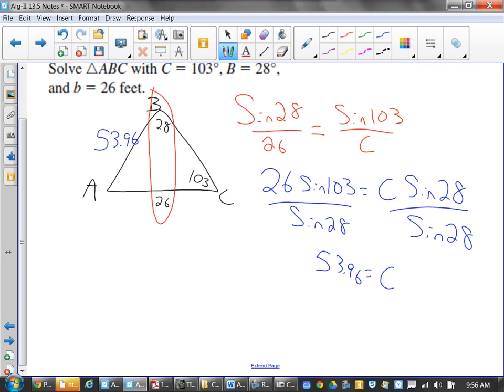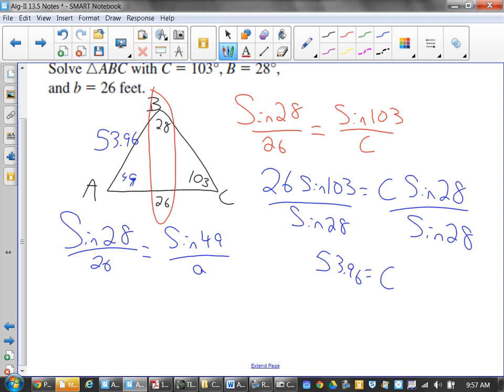What are you going to find first, angle A or side A? Angle A. You can just subtract those numbers. So what do you get for angle A? 49. So now reuse that original sine of 28 and that side length, because that's what you were given. Because even if you screwed up this, if you reuse this, is this ever going to be right? No. Go back and reuse your givens. Every time you can reuse a given, you're going to be better off. So we have the sine of 28 is to 26 as the sine of 49 is to little a.